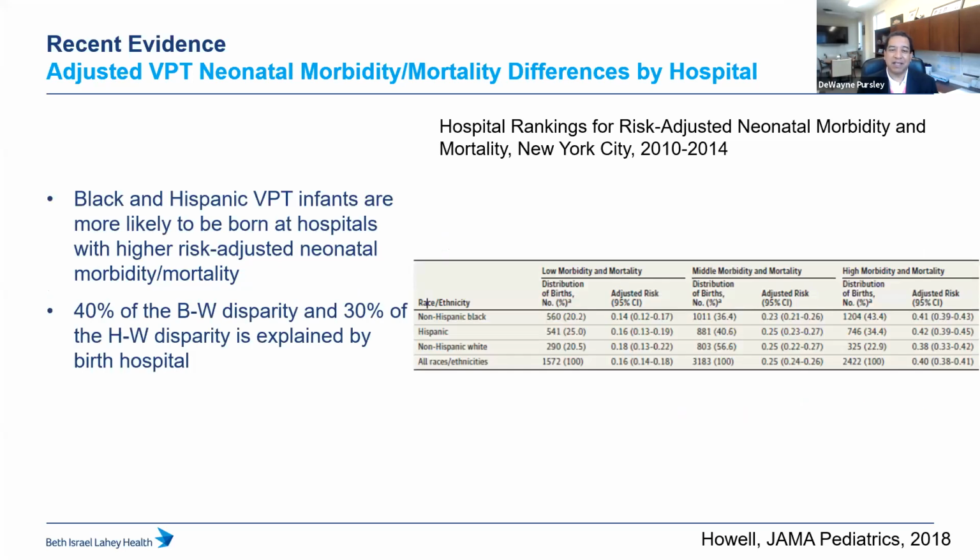Here, race and ethnicity is in the first column, followed by data on low, middle, and high morbidity and mortality hospitals. Now here, focus on the distribution of race and ethnicity in the last grouping. Looking at the distribution of births across the racial and ethnic categories, you can see that non-Hispanic Black and Hispanic infants were more likely than non-Hispanic white infants to be born in hospitals with the highest risk standardized rates of morbidity and mortality. And this is represented in the last column category. There are substantial differences in outcomes within the hospitals, but the differences in hospital birth explain 40% of the Black-white disparity and 30% of the Hispanic-white disparity in outcomes.